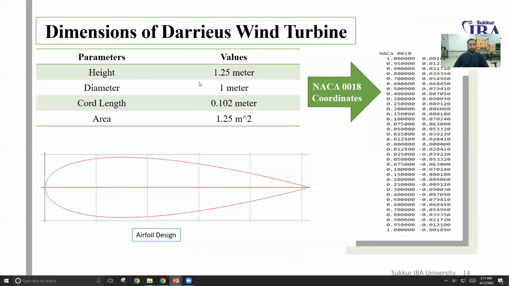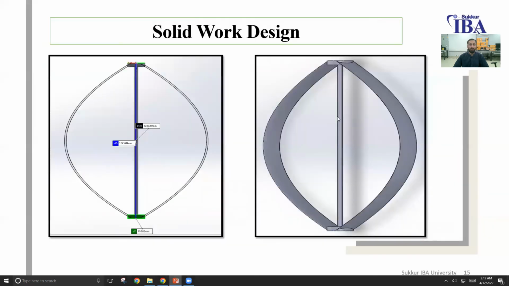These are the dimensions of the Teres wind turbine. Height is 1.25 meter, diameter is 1 meter, chord length, which is this, 0.102 meter. This is the NACA 0018 aerofoil design, and these are the coordinates which we have taken from the website of NACA airfoil. After getting these coordinates, we have imported them into the SolidWorks software.